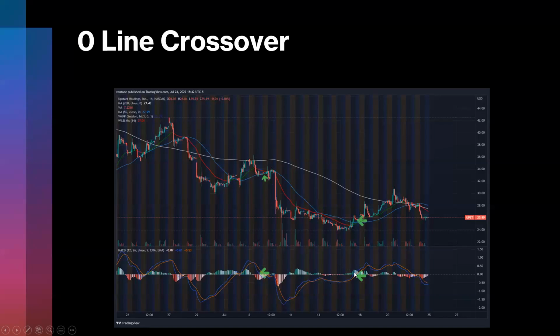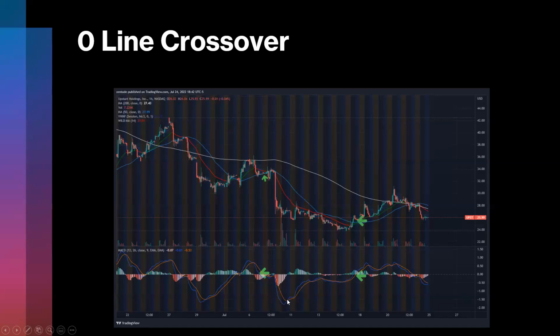Over here, we have the same thing. We have a crossover right here. You get a small pullback, and then we go ahead and get the move up because we started getting more bullish momentum. So this crossover is when it crosses the zero line, not when the lines cross themselves.